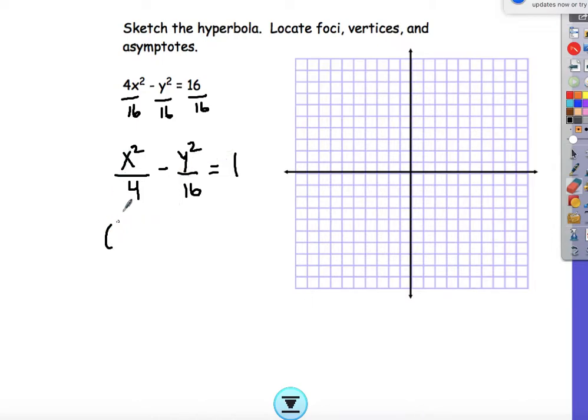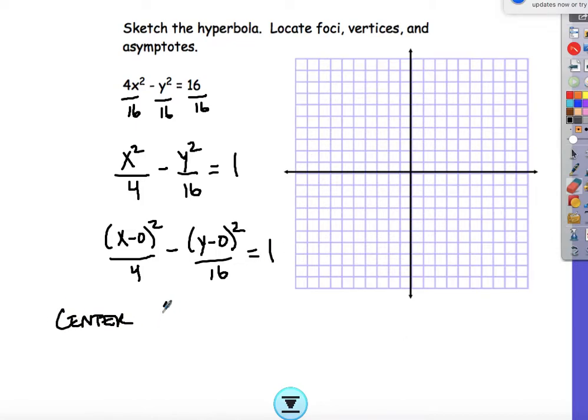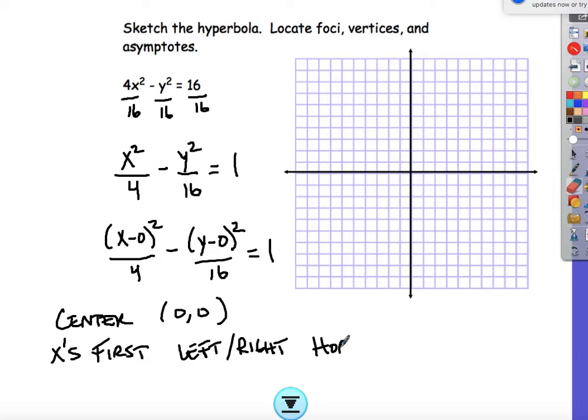Now, just remember, when you see just a plain x squared, you could consider it like this to make it look even a little bit more like the equations that I had. So we can tell that the center is going to be at 0, 0. Okay, the x's are being squared first. So that means that it's going to be opening left and right, or we could say horizontal. So the vertices and the foci are going to lie on a horizontal axis.